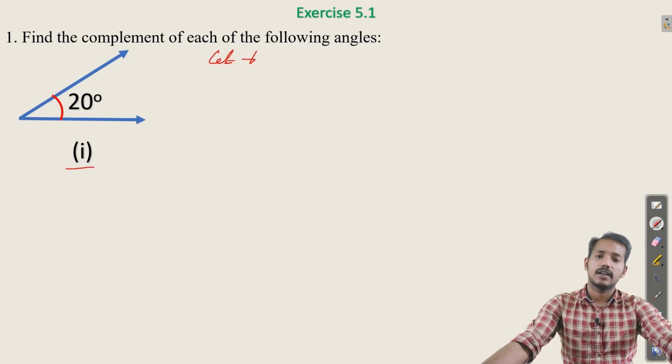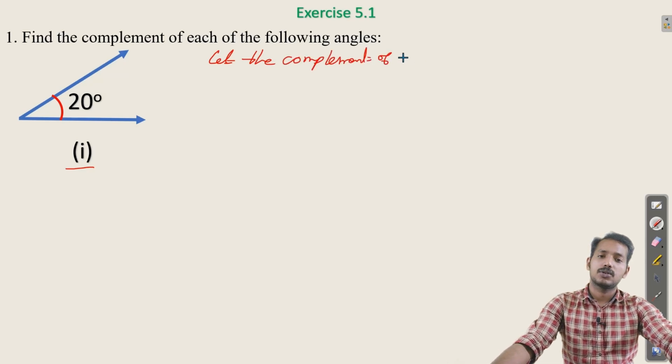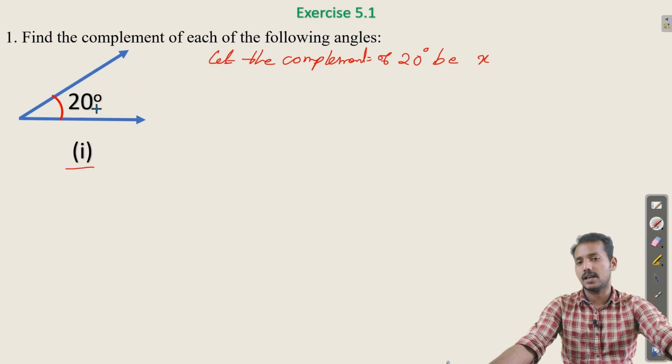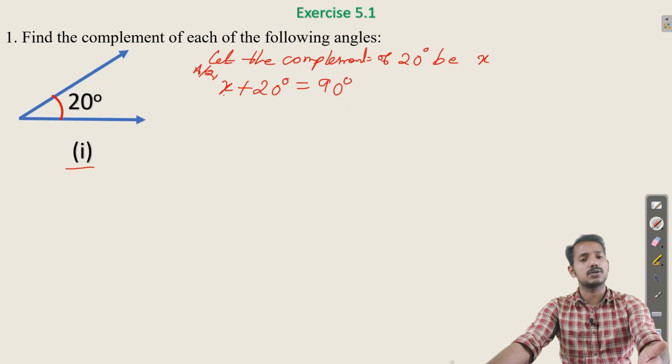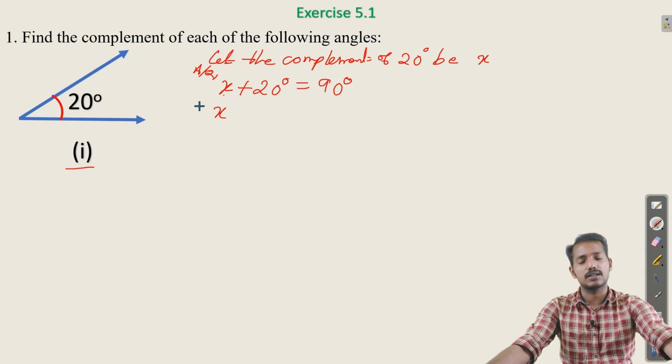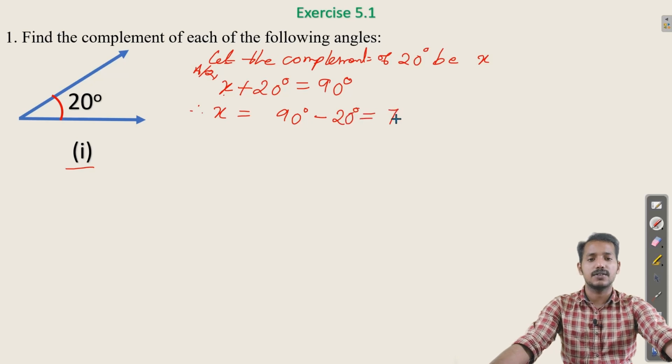So let the complement of 20 degrees be x. That is the required angle we have to find. According to the condition, the complement plus the given angle should be 90 degrees because they are complementary angles. So the sum of these two angles should be equal to 90 degrees. Alright, so we have got a simple equation. We can solve this one. So x is equal to 90 minus 20, transposing plus 20 from LHS to RHS, which is equal to 70 degrees.